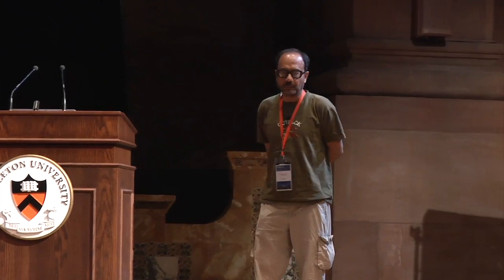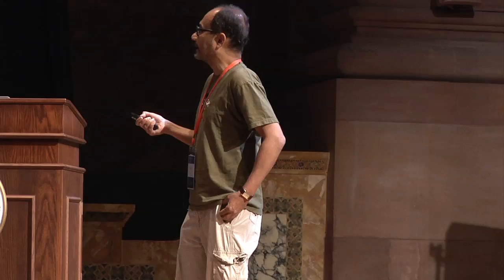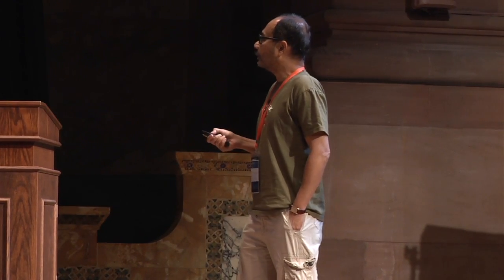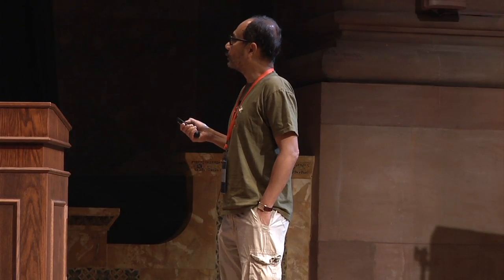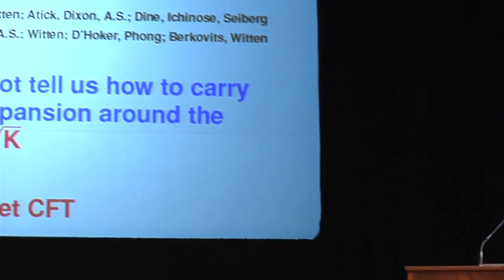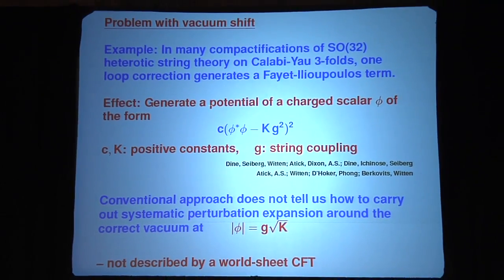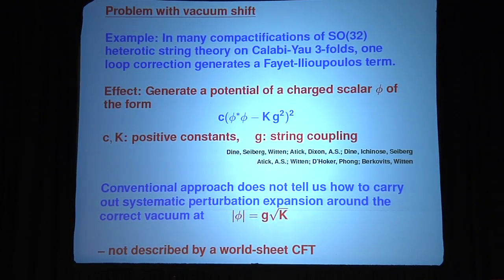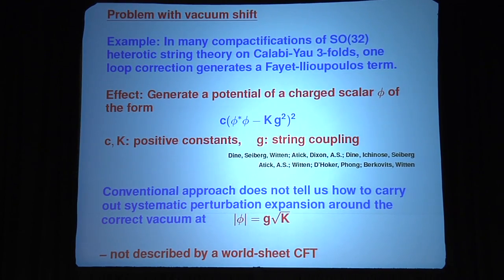So let me now come to the problem with vacuum shift. And this is best illustrated by considering a simple example. We know that in many compactifications of SO(32) heterotic string theory on Calabi-Yau three-folds, one loop correction generates a Fayet-Iliopoulos term. Okay, this is known from the 80s, and one of the effects of this Fayet-Iliopoulos term is to generate a potential for a charged scalar phi of the following form. Here C and K are positive constants which can be computed from string perturbation theory, and g is the string coupling.